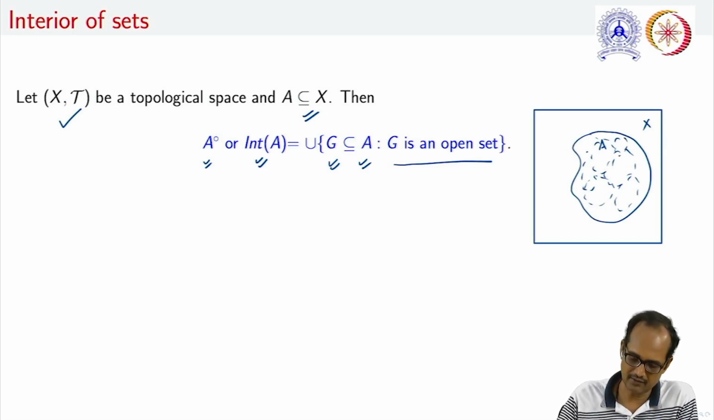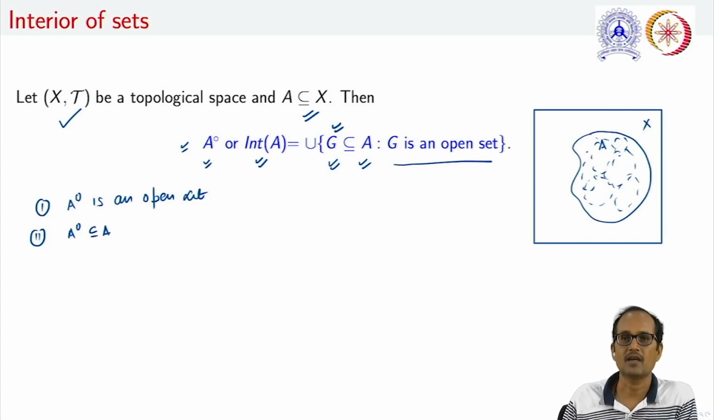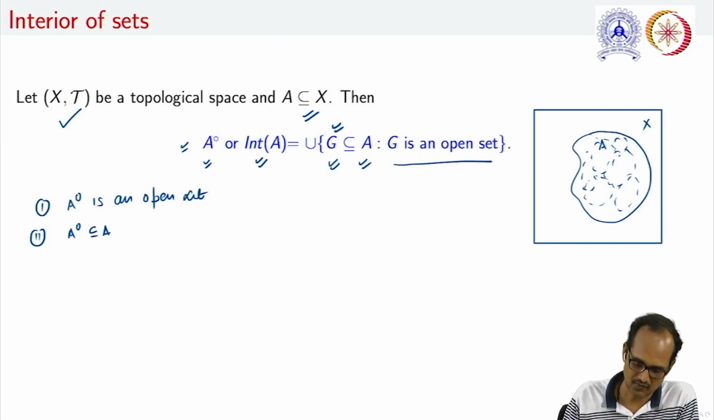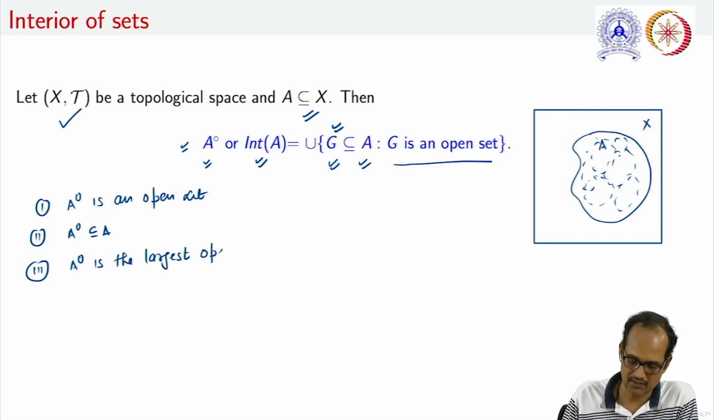From the definition itself, these are some observations. The first one is that the interior of A is an open set because this is a union of open sets inside A. The second one is that A interior will always be a subset of A. From the definition, this is clear as it is a union of open sets. And the third one is that A interior is the largest open set inside A.